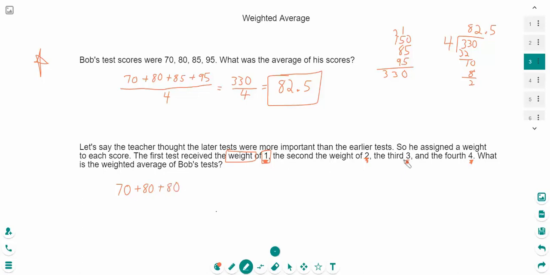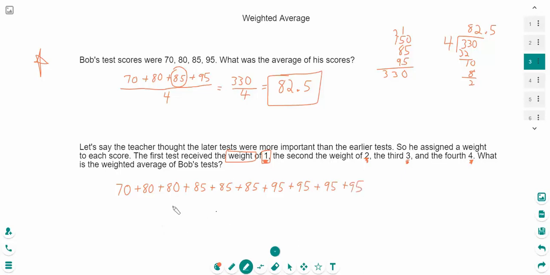And then the third test is 85, but now the teacher wants to give that a weight of 3, which means that it's equivalent to 3 tests at 85. So we need to add 85 3 times. And then finally, the fourth test has a weight of 4, so the 95 would have to be added 4 times. So 95 plus 95 and 95 and 95.